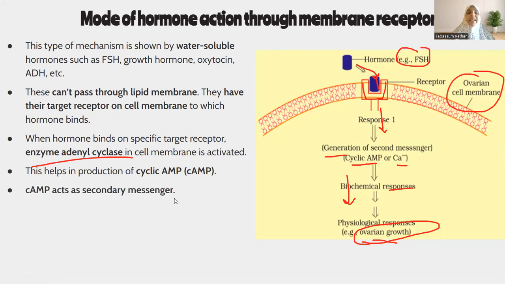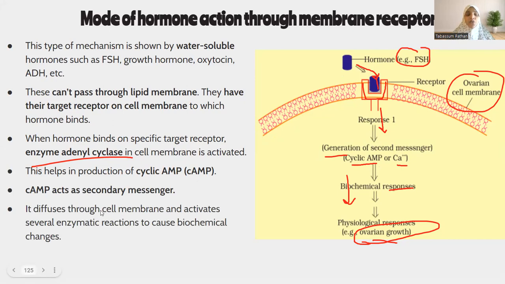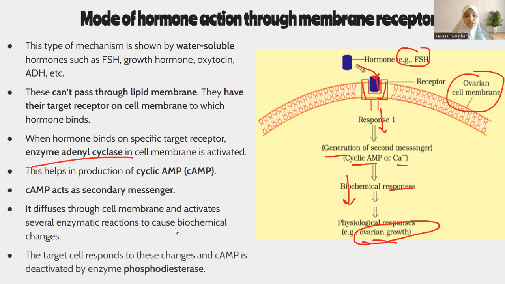This cyclic AMP acts as a secondary messenger. Then it will diffuse through the cell and activate several enzymatic reactions to cause biological changes. And then the target cell will respond to these changes caused by cyclic AMP.